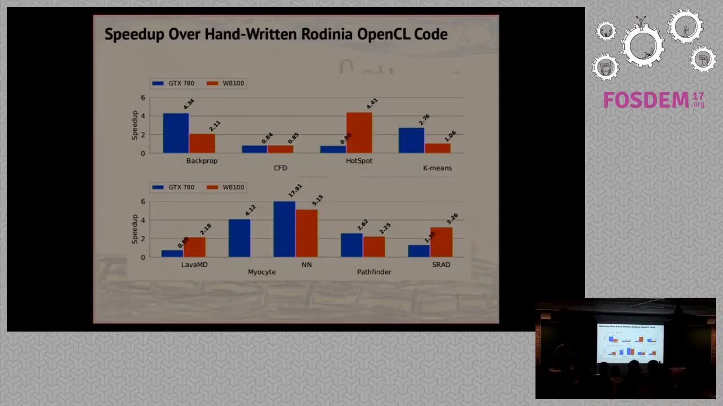So we've ported some of these Rodinia benchmarks to Futhark, and we run them on an NVIDIA GPU and an AMD GPU, and these are the speedups we get compared to the original code. I don't know if you can see these small numbers, but for this one, the Futhark version is 4 times faster than the handwritten version on an NVIDIA GPU, and on an AMD GPU it is 2 times faster. Of course, this mostly means that the original program is bad.